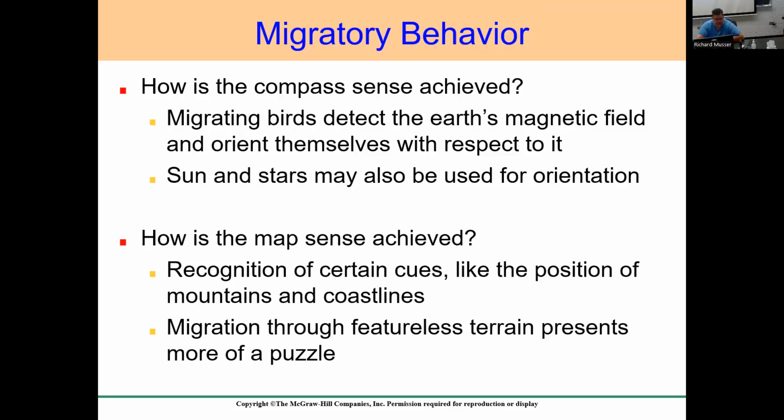So again, you might have one that can pick up on magnets a little bit. But they also have the ability to form maps by looking at mountains and coastlines, so they can get an idea of directions. But how they get through featureless terrain is more of a puzzle. They're not quite certain how they do that. But maybe not everything's featureless, I don't know.